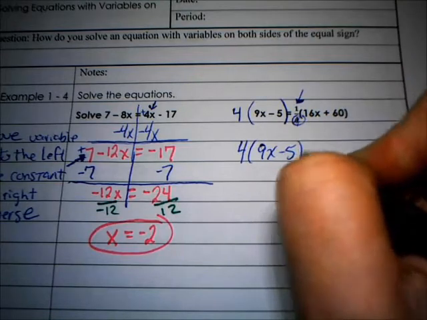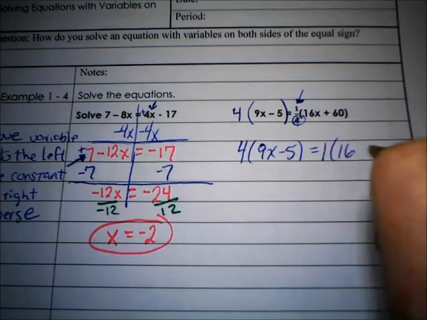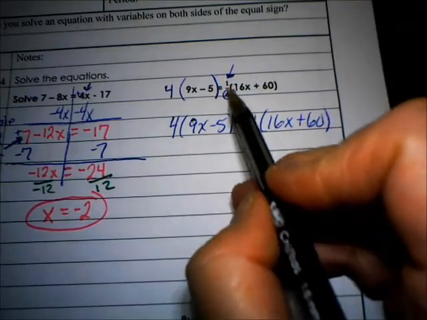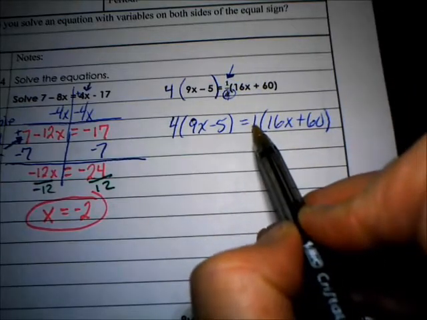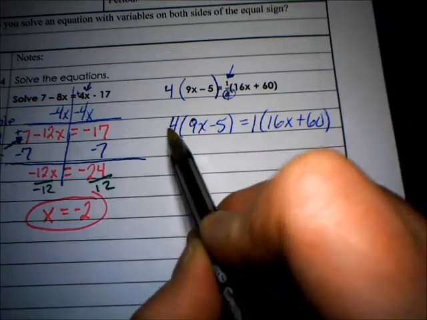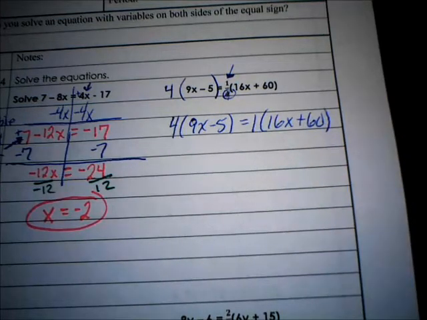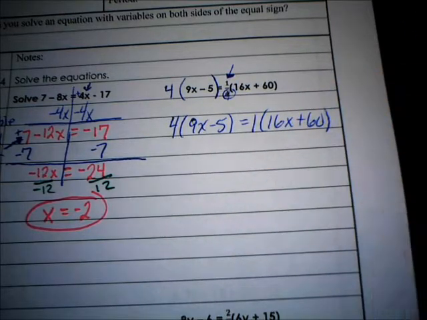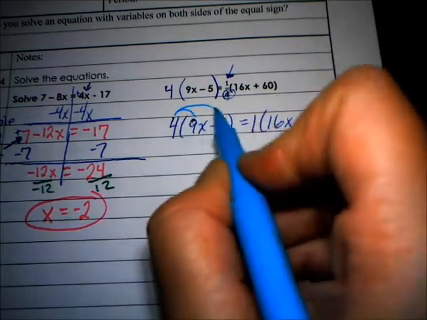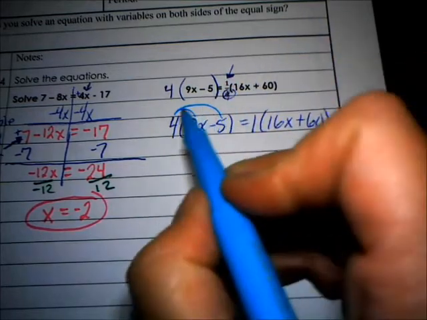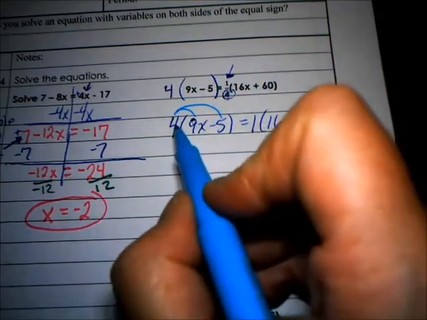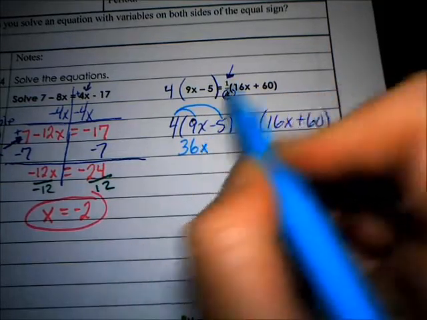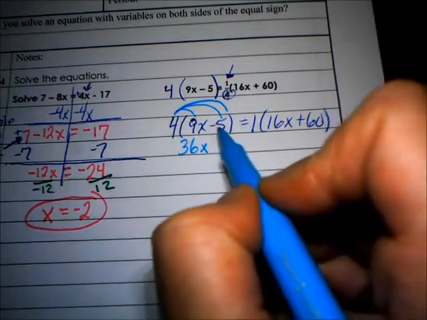The fraction that was originally here, I have the numerator in its original spot, but the denominator is on the opposite side. At this point, I still can't move my letters together, so my first step is to distribute the 4 into my parentheses. Remember, to distribute means to multiply. That means I'm going to do 4 times 9, which is 36x, and then 4 times a negative 5, which is a negative 20. On the right hand side, I'm going to distribute the 1 into the parentheses.